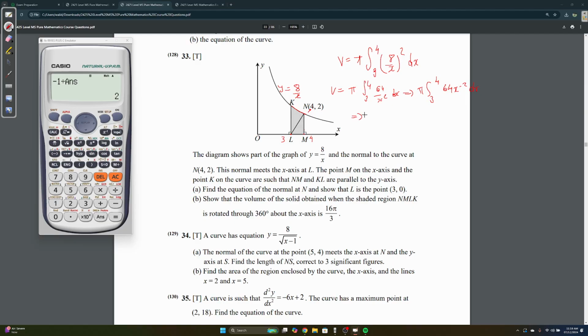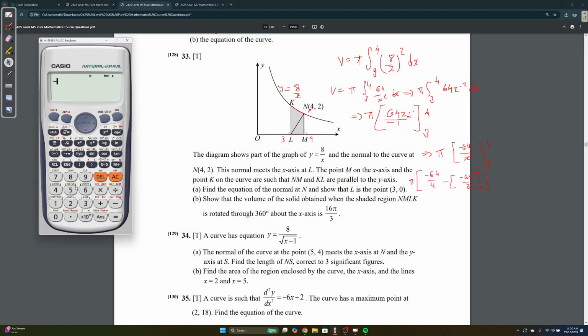Now continue integrating. It's going to be pi, 64 x to the minus 1 over minus 1, and our bounds are from 3 to 4. Continue over here, we're going to get pi, let's take the x down because it's negative, right? So it's going to be negative 64 over x, bounds from 3 to 4. Let's do it. So it's going to be pi, open bracket, minus 64 over 4, minus open bracket, minus 64 over 3. And let's see how much we get on our calculator.